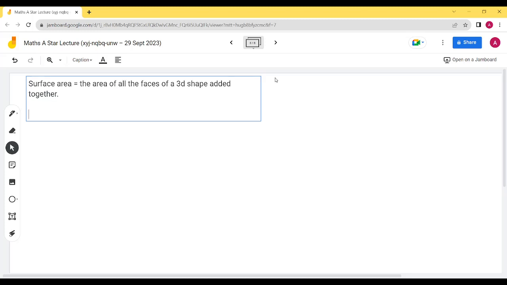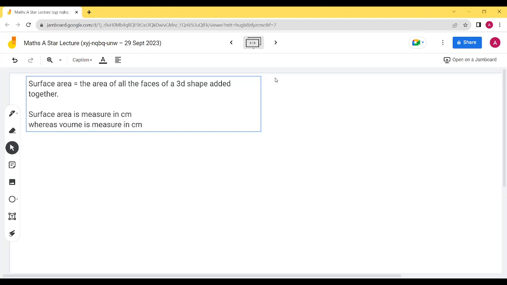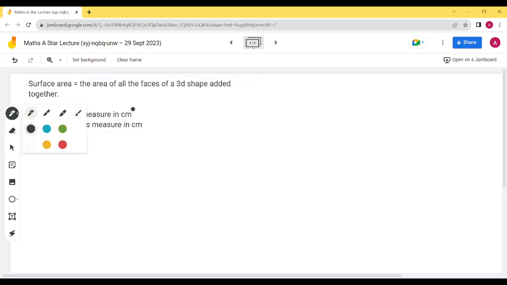Surface area is measured in centimeters squared, whereas volume, which is the space on the inside, is measured in cm3. I realise I haven't put this guide up for 3 days because I don't know how to do these with my computer, but it's done like that.